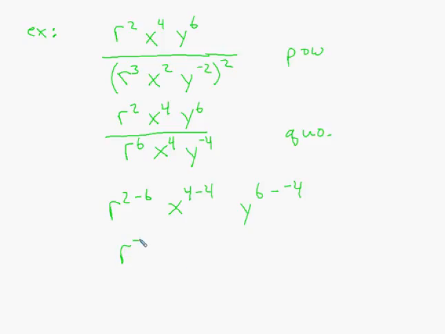So I get r to the negative 4, x to the 0, y to the 10. So x to the 0 is what? 1. What am I going to do with that r to the negative 4? Move it down. Okay? When I do this division, actually everything ends up in my numerator. So then I need to move it down.